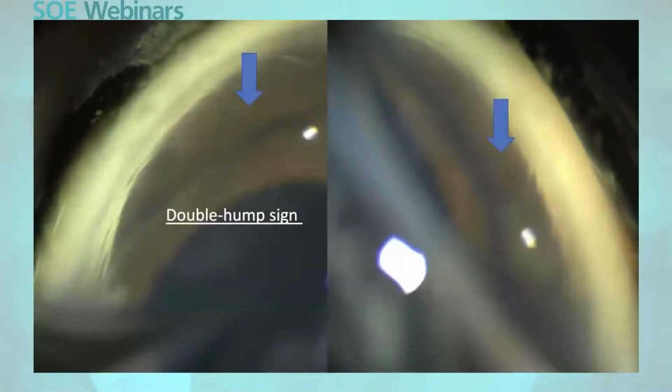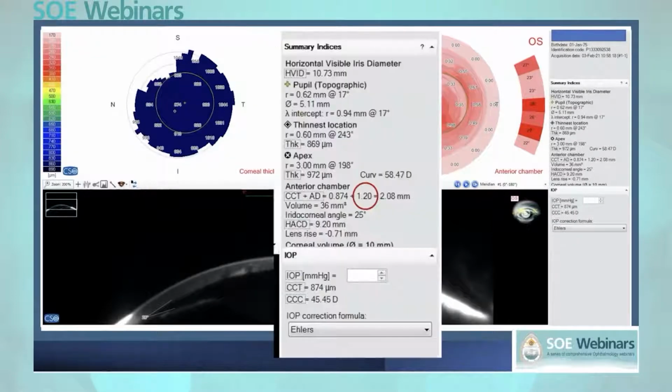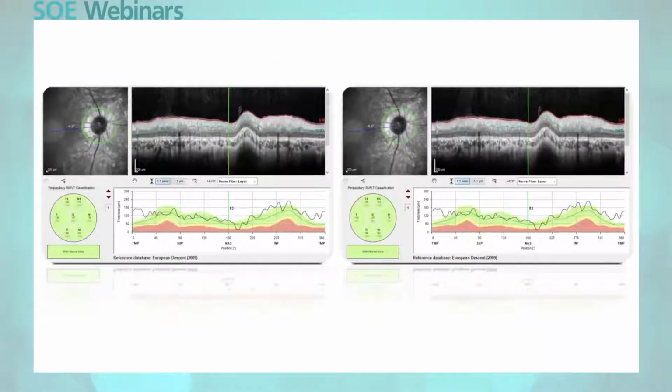And on gonioscopy, there was a double hump appearance, which is typical of plateau iris bilaterally. You can also see here the anterior chamber is very shallow, 1.2 millimeters. On the other hand, on OCT, there was no retinal nerve fiber layer defect. Fundoscopy revealed a typical retinitis pigmentosa appearance characterized by attenuated vessels, bony spicules, and waxy pallor.